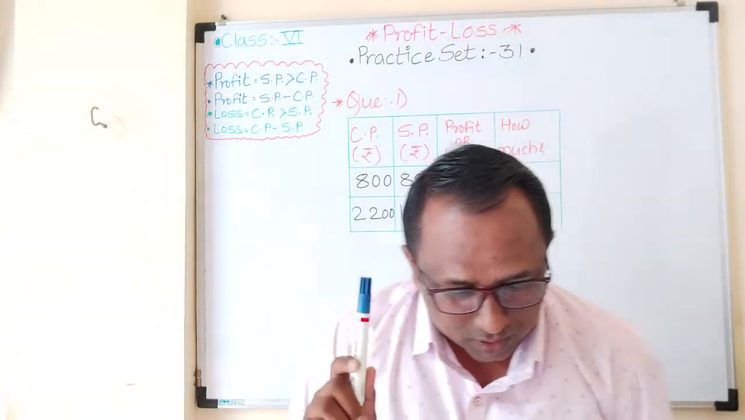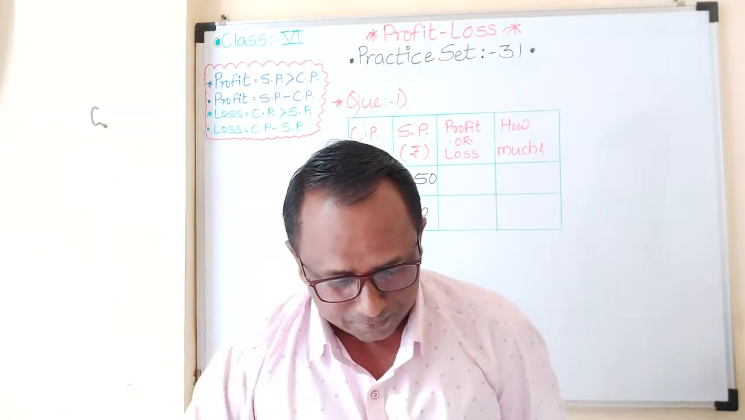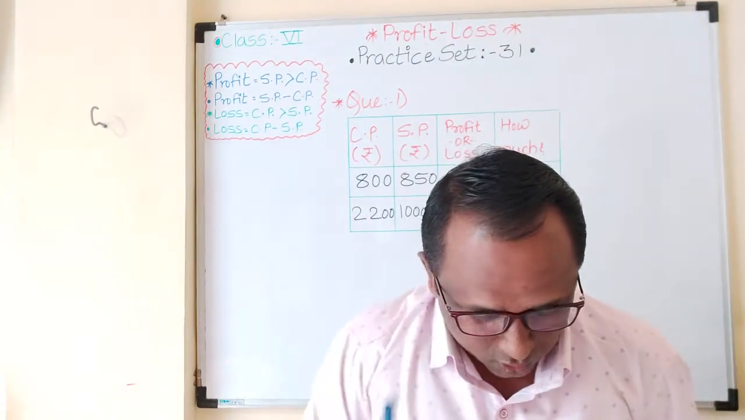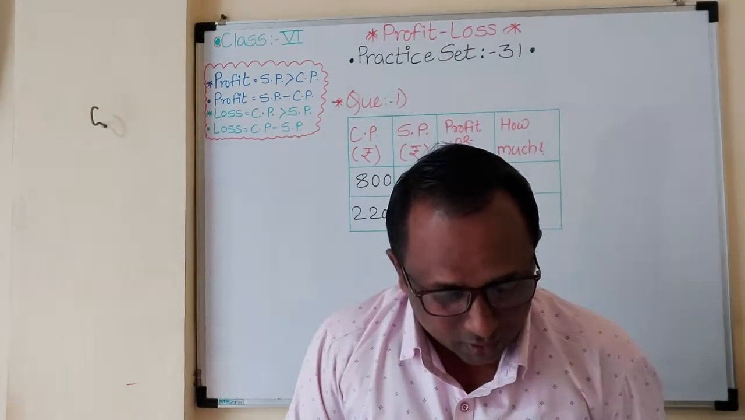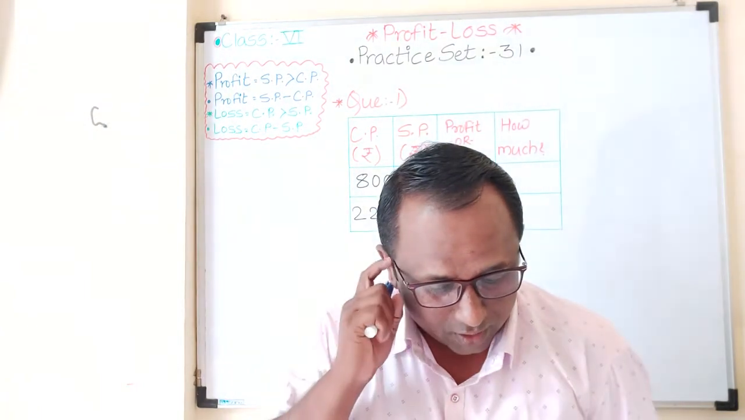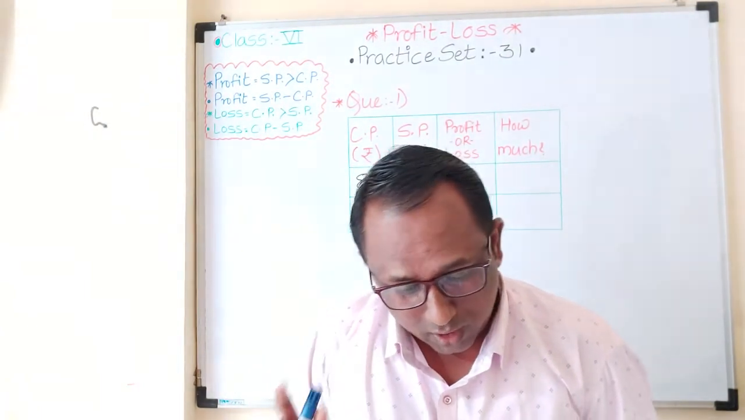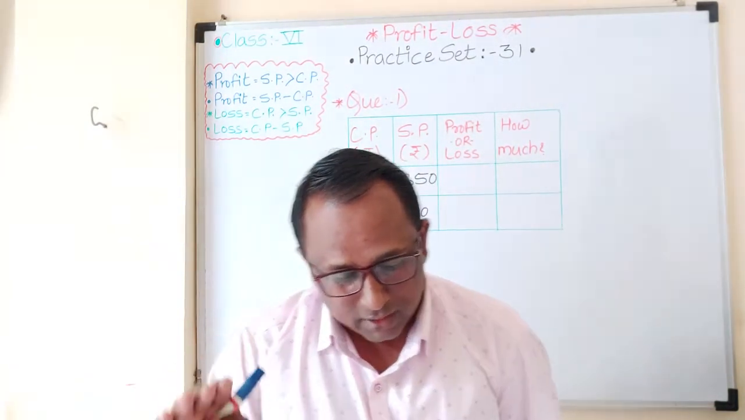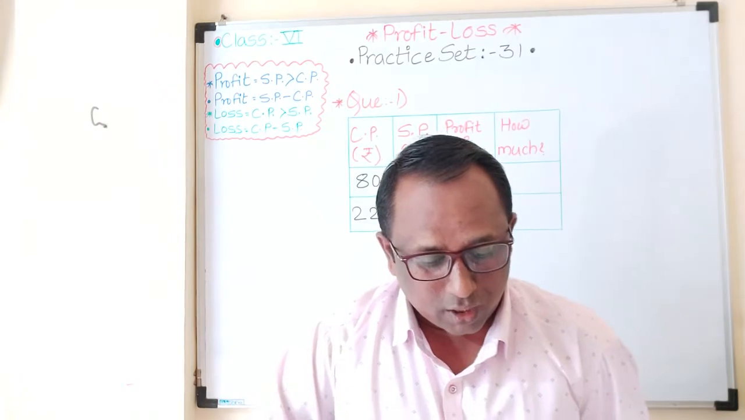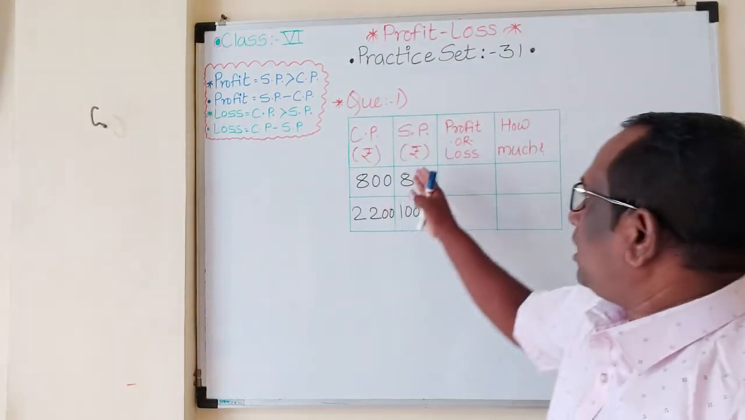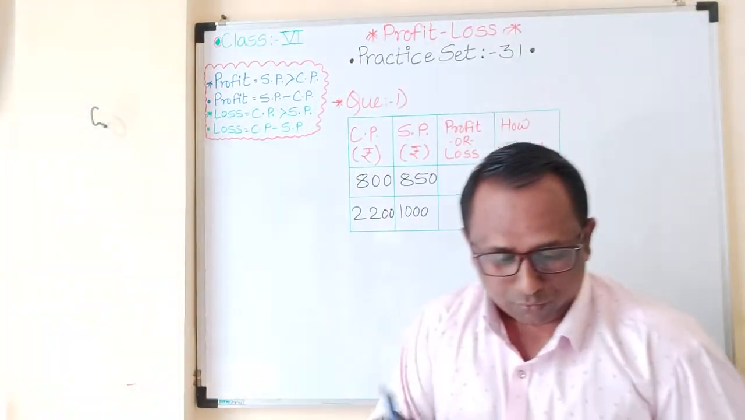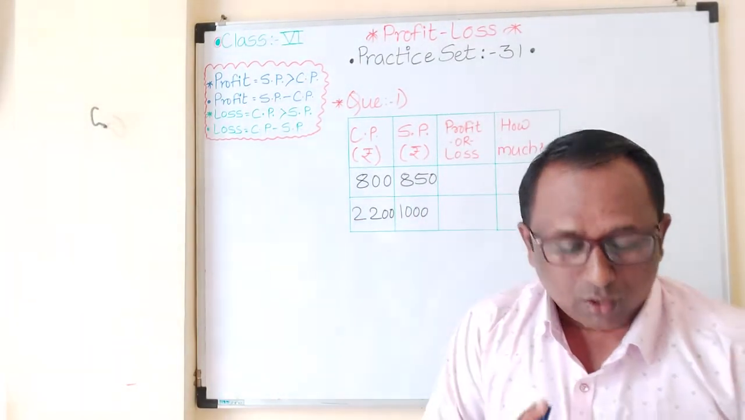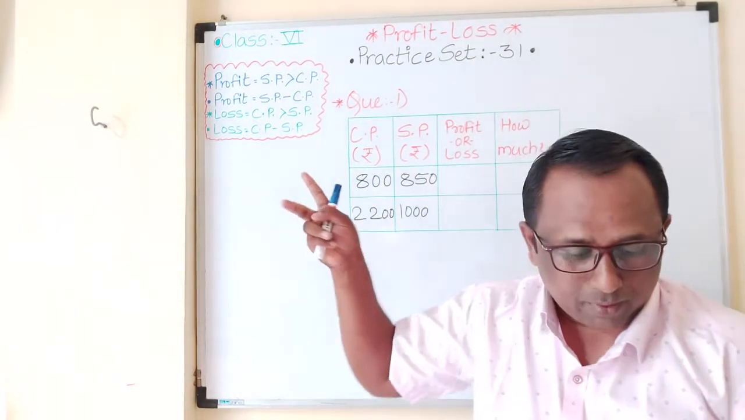For solving examples, we'll start practice set number 31. The first question says: the cost price and the selling price are given in the following table. Find out whether there was a profit or a loss and how much it was. In your practice set 31, first question, there are four examples. I wrote two examples here, but they are not from the mentioned question. Two you have to copy, and four you have to solve.